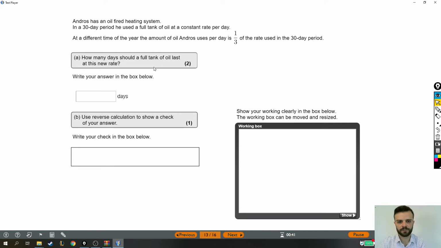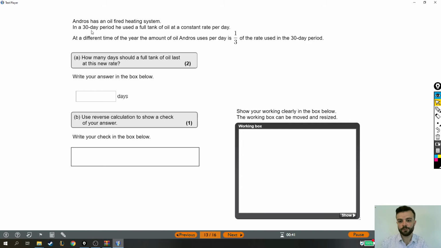It's difficult because there really isn't much maths for us to do to get these two marks. We just have to make sure we do the right thing. Now, if he uses oil at a third of the rate, it's like saying he's using it at a third of the speed. And if he's using it a third of the speed, you could say it's three times slower. They mean the same thing. Doing something at a third of the speed is the same as doing it three times slower. That might help get your head around what we need to do.